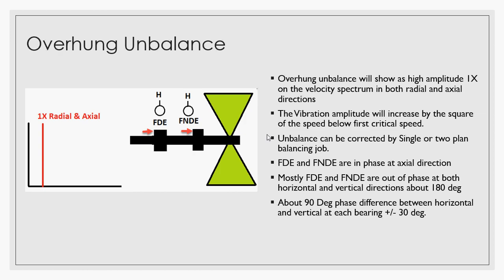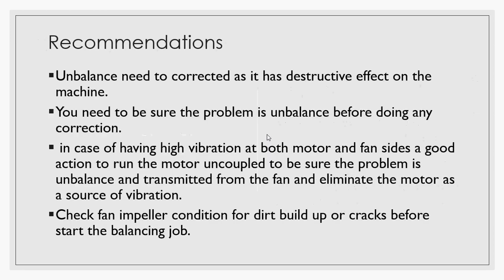The drive end and non-drive end might be in phase in horizontal and in vertical, or might be out of phase, and this will decide if you go for a single plane or two plane balancing job. If you go for each bearing, you will find the phase difference between horizontal and vertical is about 90 degrees plus or minus 30 degrees.